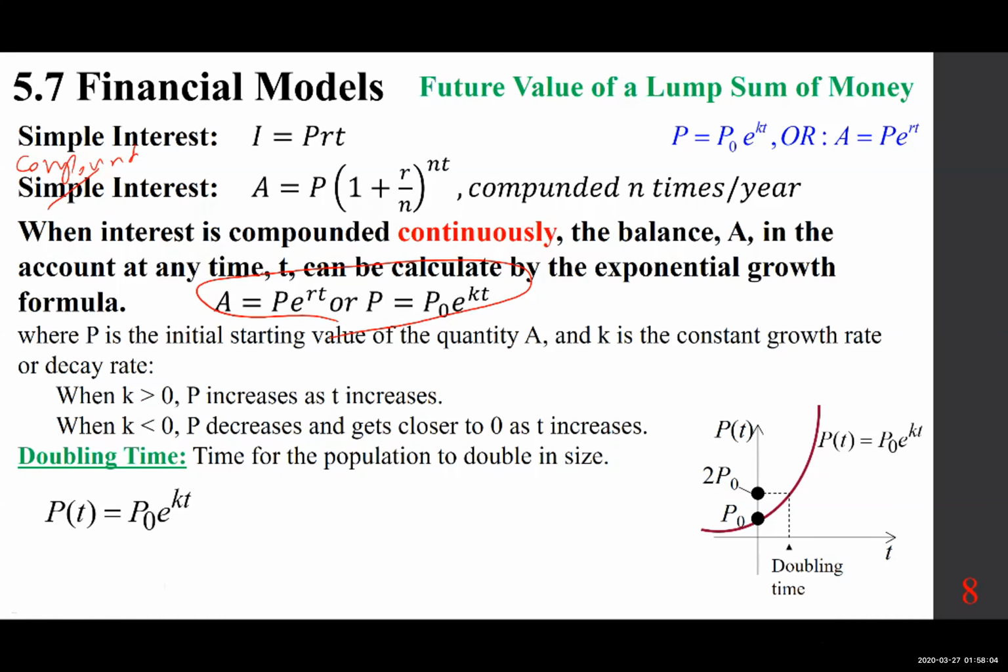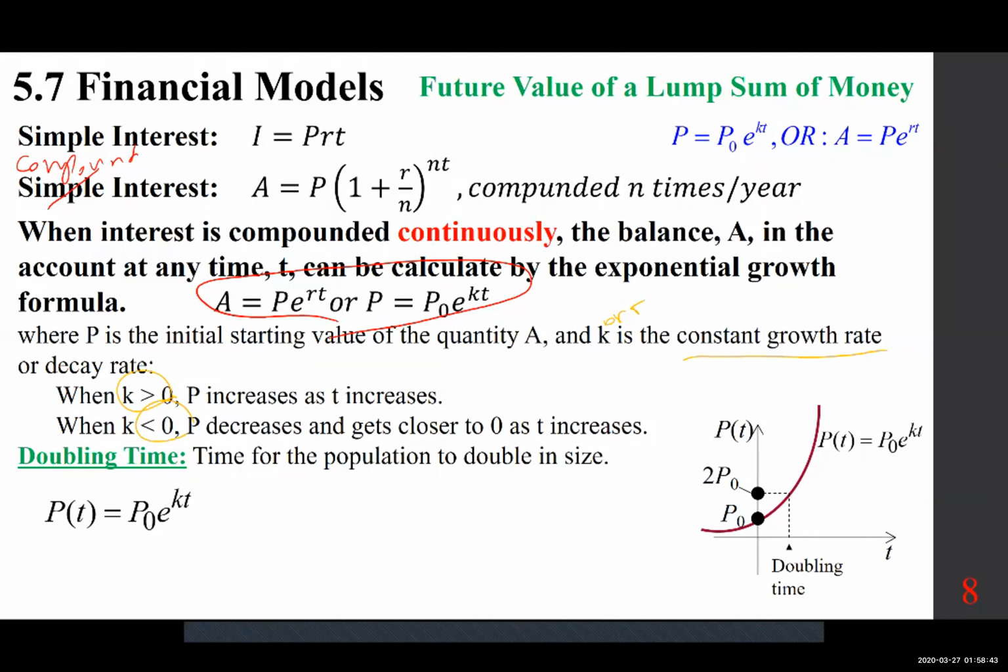So K or R, where P sub 0 is the initial starting value of the quantity, if you look at the very first one, and K or R is the constant growth rate or decay rate. It depends on whether K is positive or negative, okay? And as you can see, this exponential growth is very straightforward. We've seen it before, it's not a big deal.